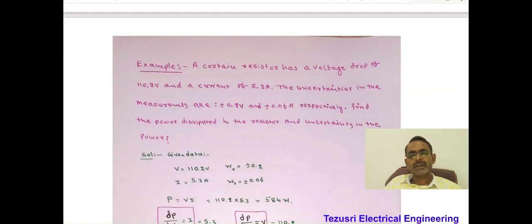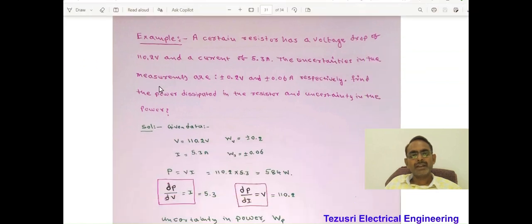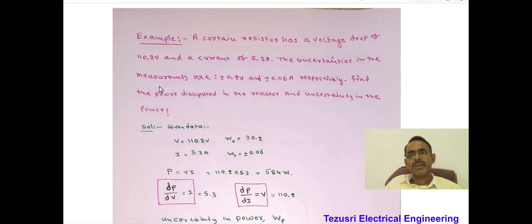We have to see one example here. A certain resistor has a voltage drop of 110.2 volts and a current of 5.3 amperes. The uncertainties in the measurements are plus or minus 0.2 volts and plus or minus 0.06 amperes respectively. Find the power dissipated in the resistor and the uncertainty in the power.